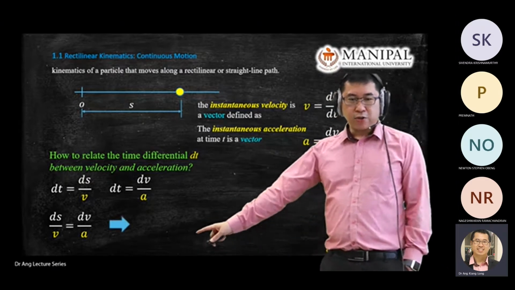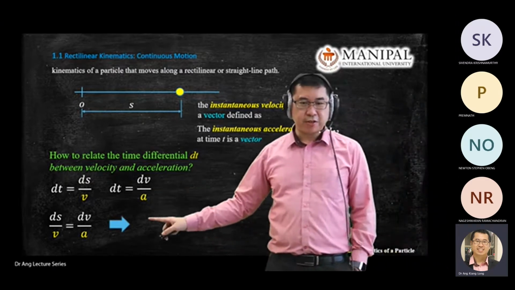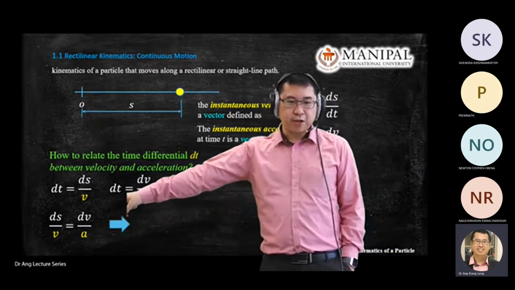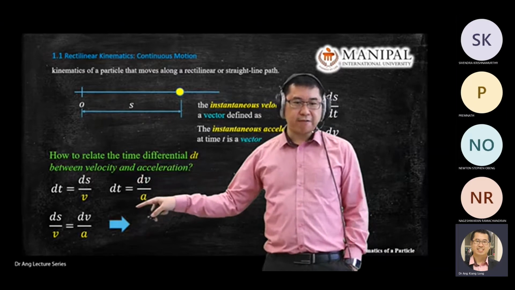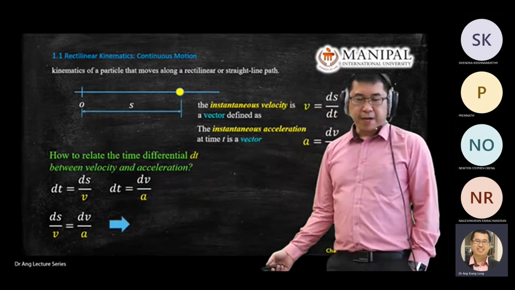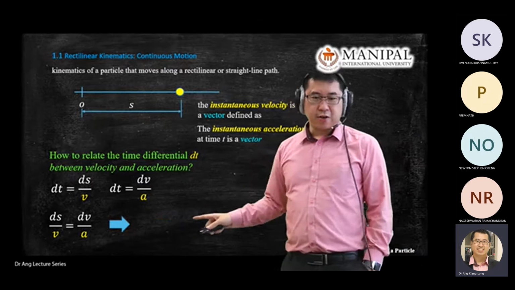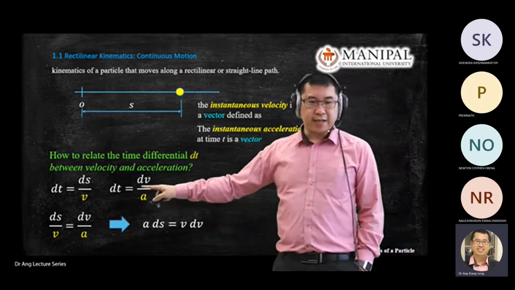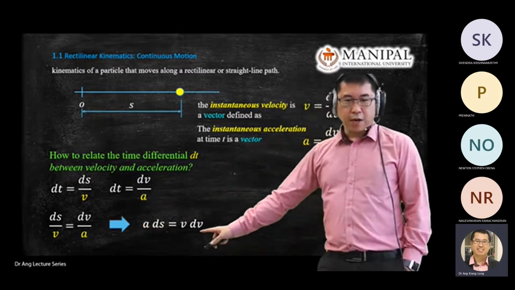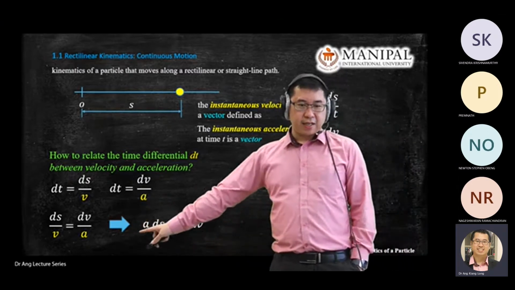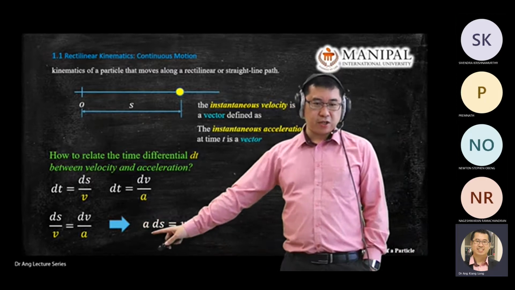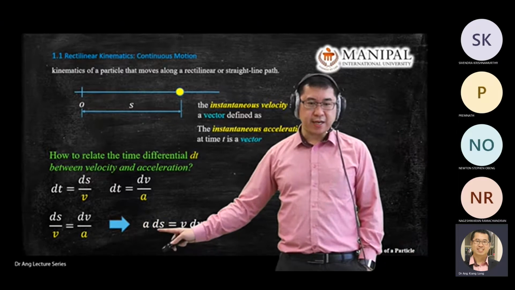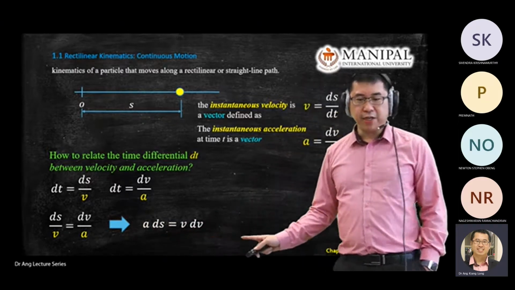I don't like this fraction pattern. Of course, you can use the fraction form on the far right there, but I prefer the horizontal form. So I pull the a to the left and pull the v to the right. I can rewrite the equation as a ds equal to v dv.